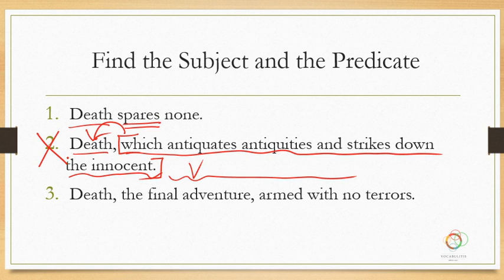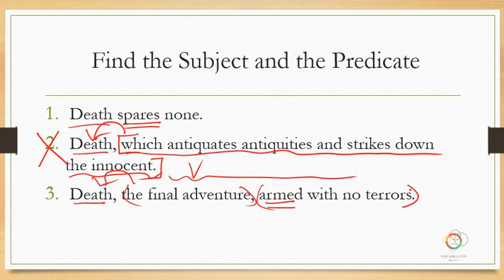Death, the final adventure, armed with no terrors. Also, death is the final adventure, but there is no verb to say that. Armed with no terrors. Now, are we saying that death, of course that's your subject, armed something, as in put on weapons? In some sentences you could do that. You would say death armed himself with weapons. That would be a sentence, but we don't get that structure. What we get is death armed in the sense of describing him in the state.